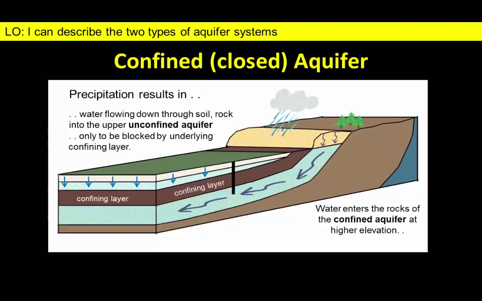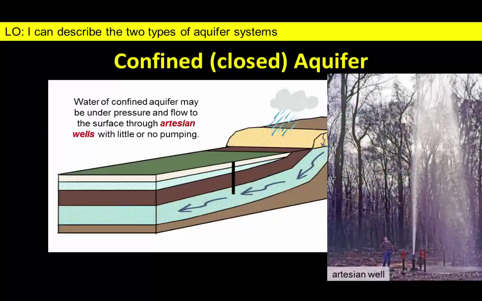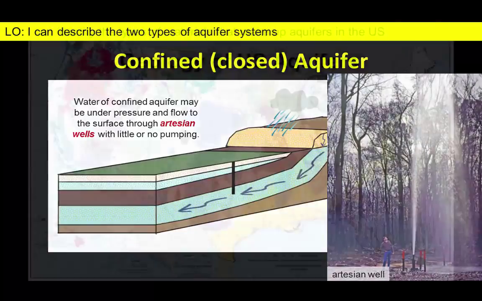Instead, these confined aquifers are supplied by streamflow or precipitation in places where the aquifer materials crop out at the surface. Groundwater in the confined aquifer is under pressure from water upslope in the same layer. This can produce what are known as artesian wells that shoot the pressurized water upward, no pumping required.